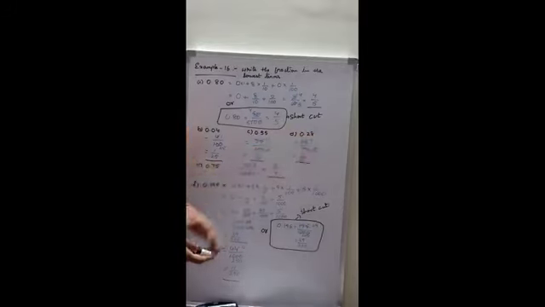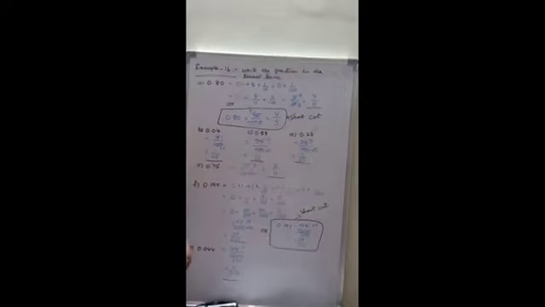Okay, next 0.28. So 0.28 can be written as 28 by 100. Both numerator and denominator have the common factor 4. So divide numerator and denominator by 4. 4 7s are 28, 4 25s are 100. The fraction form of 0.28 is 7 by 25. Okay, next 0.75. So 75 by 100. Both numerator and denominator have the common factor 25. So 25 3s are 75, 25 4s are 100. So the fraction form of 0.75 is 3 by 4.